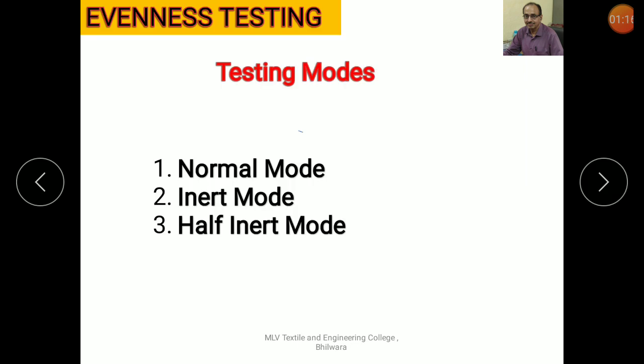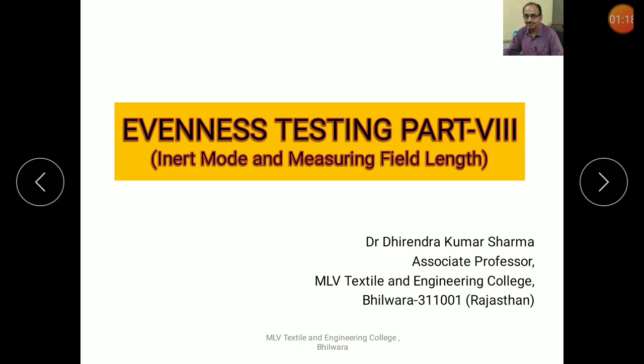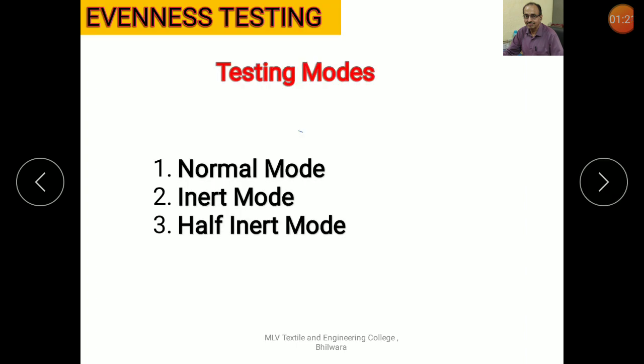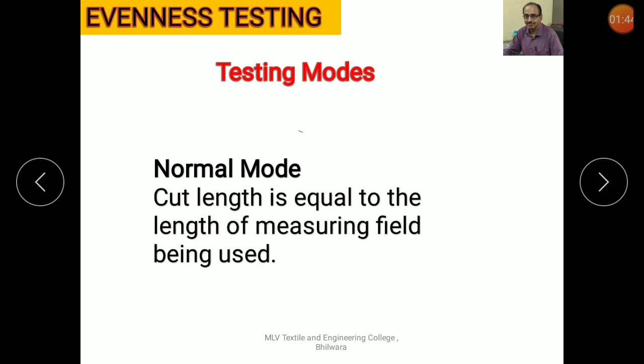Let us first discuss the inert mode systems. Basically there are three types of mode in any capacitance type of testing equipment. There are three modes. One is normal mode, another is inert mode, and another one is half inert mode. In case of normal mode, cut length is equal to the length of measuring field that is being used.